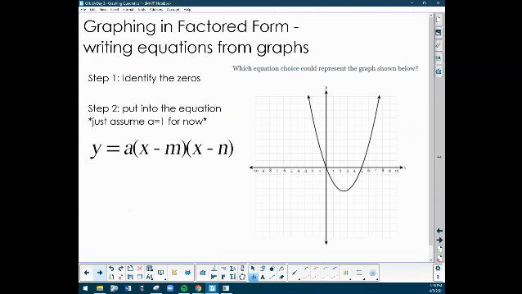Next on your note sheet, you can say graphing in factored form, in parentheses, writing equations from graphs. We aren't going to be given factored form and then have to graph it. Delta Math doesn't have that, but what they do have is given a graph, write the equation. Okay, so step 1 is going to be identify the x-intercepts or the zeros or the roots. Right? Remember, all 3 of those words mean the same thing.